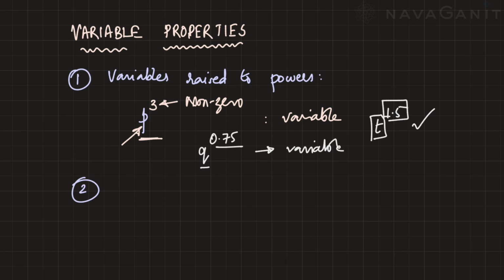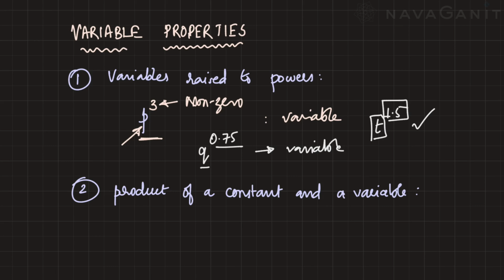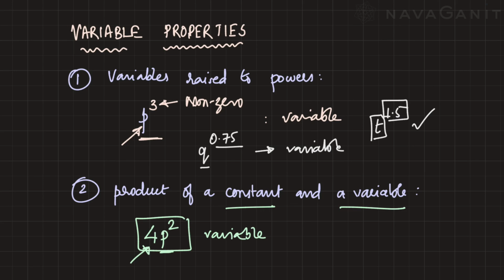Second property is the product of a constant and a variable. When a constant is multiplied by a variable, it remains a variable. For example, if we have 4p squared, p squared is a variable, and if you are multiplying it with a constant, this product will remain a variable. So minus 6q would be a variable because I'm just multiplying it with a constant. And similarly 7, say r to the power of 4, is a variable multiplied by a constant, so overall it will be a variable.